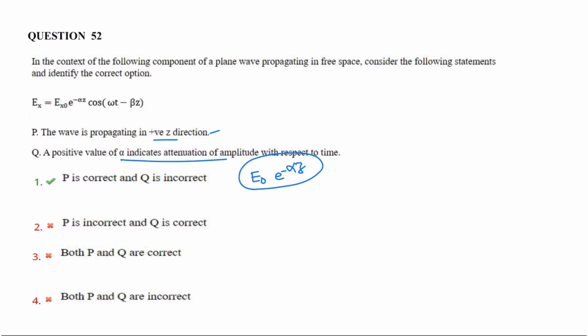So statement Q is incorrect and statement P is correct. The attenuation doesn't simply depend on alpha, but it is an exponential. It depends on e power minus alpha z. Next question.